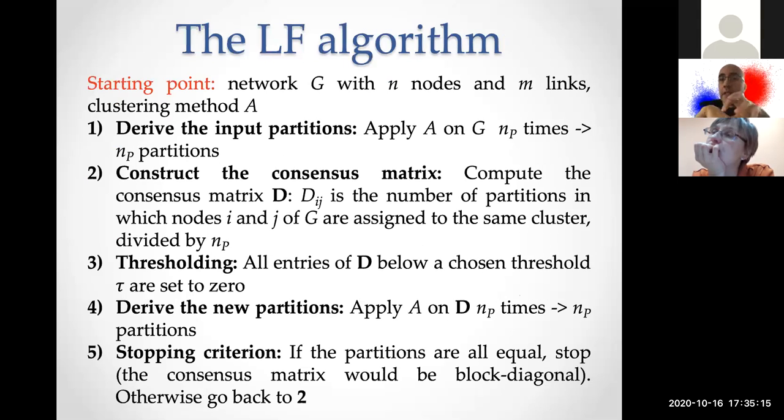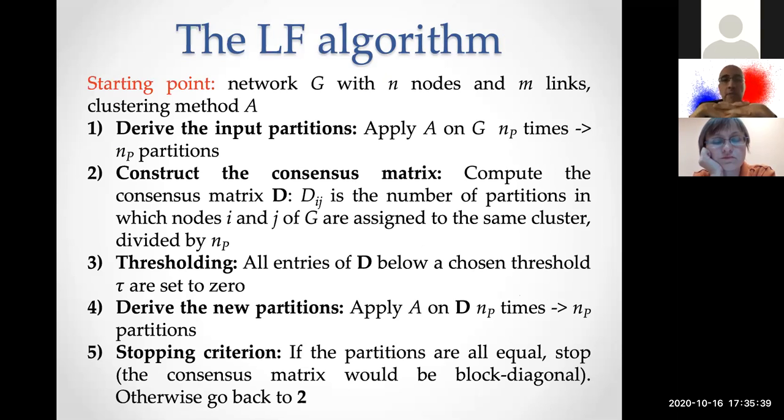This is in more detail what we did in that paper in 2012, which is actually very popular now. And a lot of people, especially in network neuroscience, are using that idea. So you start from a network, G, with n nodes and m edges, and you pick a clustering technique. It doesn't even matter which one you take, as long as it can be applied on weighted or unweighted graphs.